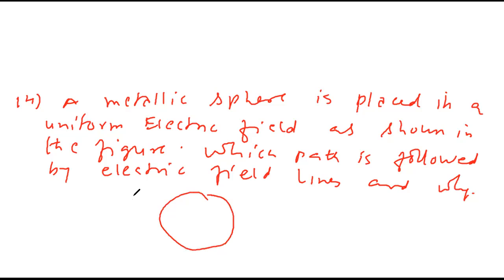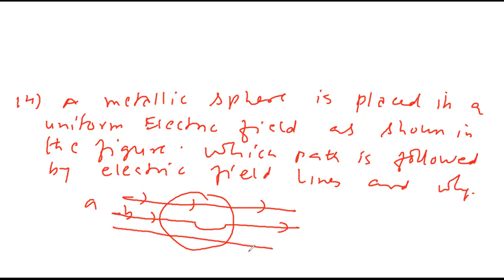Is the metal sphere, one field line given, A. This also we have discussed. Second field line, B. Third field line, C. And fourth field line, D. Which is the correct option? Second one. Which one you said? Second.